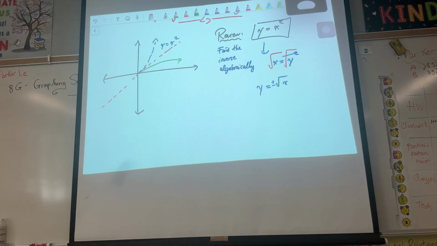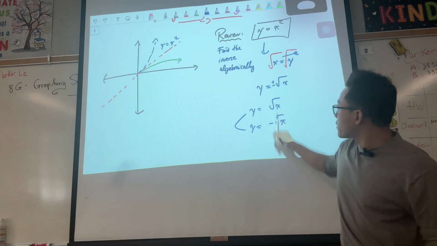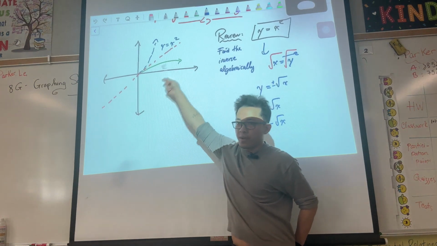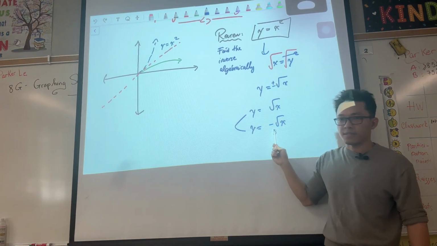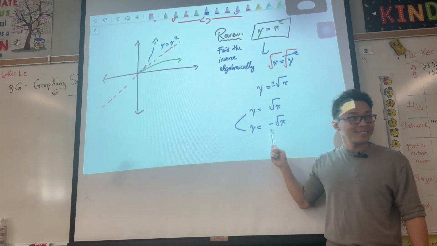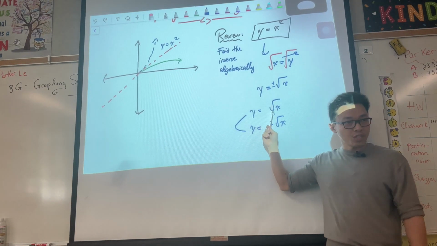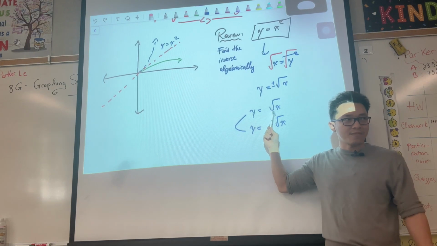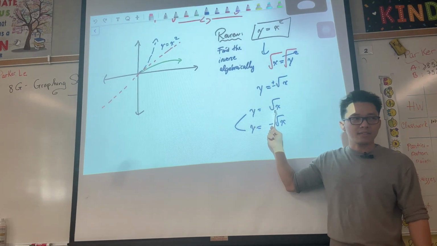Now question here. They have plus and minus. That means you're going to have one function, square root of x, and one function, negative square root of x. Which one is the green function right here? I have two functions, right? Is it this one or this one? Are you sure? Positive? Okay, I want you to test how confident you are. Yes, it is. Why is it the one?